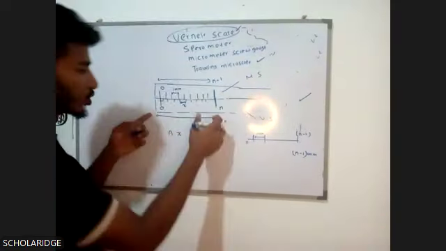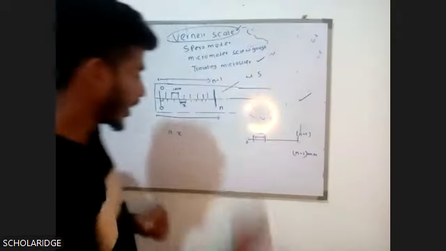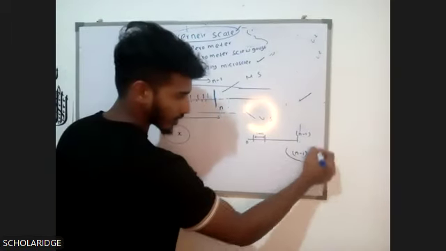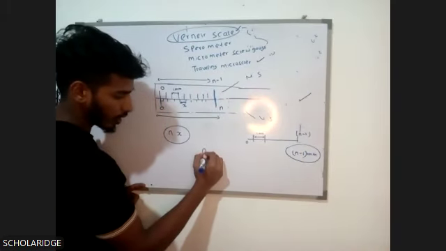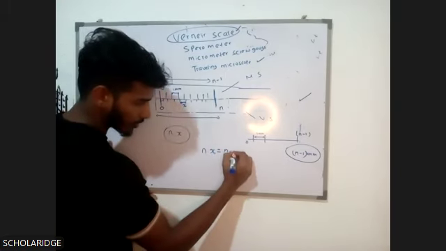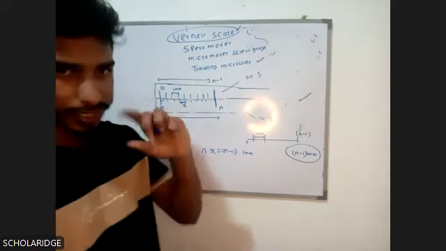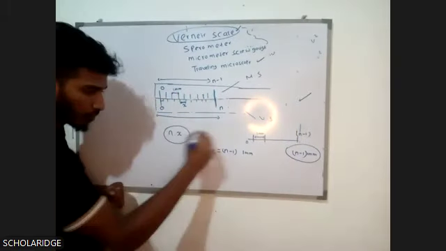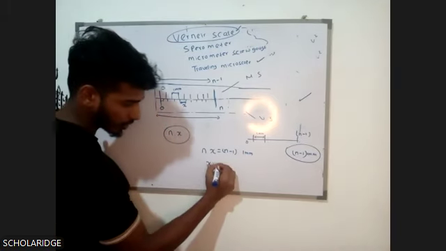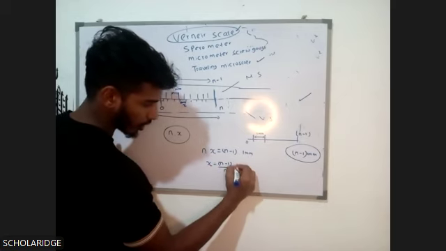Now, what can you say about these two lengths? They are the same. So we can equate them, which means n into x is equal to n minus 1 into 1 millimeter. I'm writing this one, there's a reason behind this. So from here, we are able to derive an expression for x, which is n minus 1 over n into 1 millimeter.